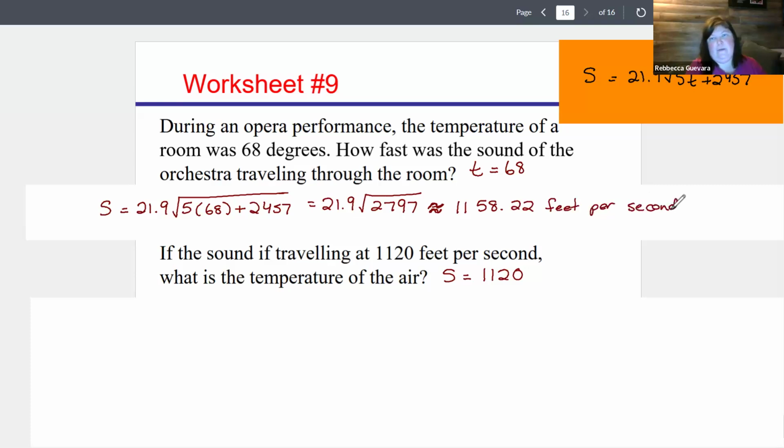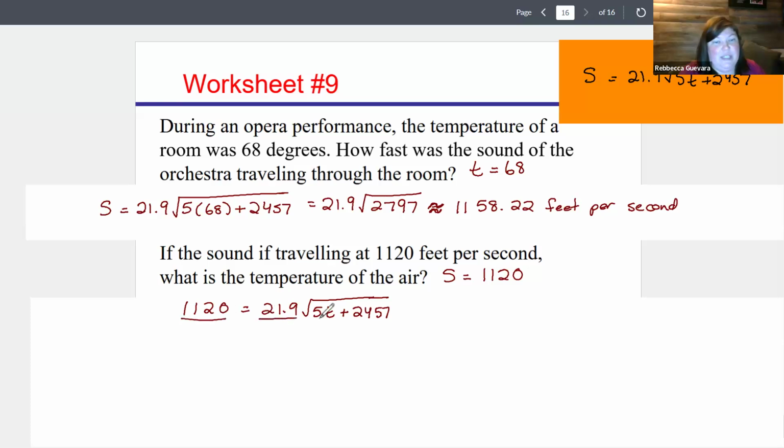So the second part is telling us how fast the sound is traveling already and asks for the temperature. So it's telling us S. If we go back to our equation, what we actually have is 1,120 is equal to 21.9 times the square root of 5t plus 2,457. So we're solving a radical. All I have to do is get the radical by itself.